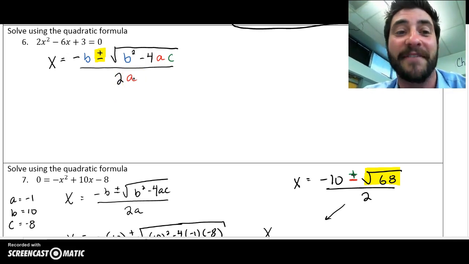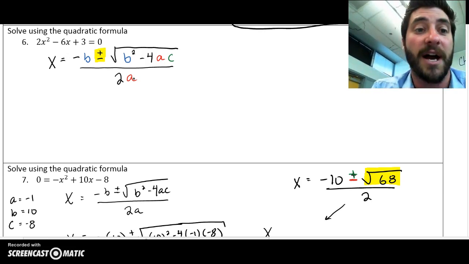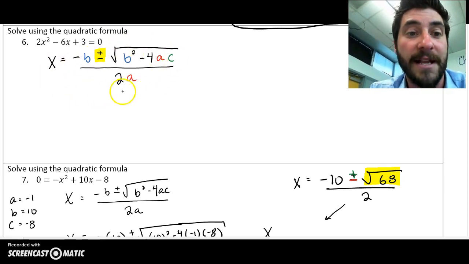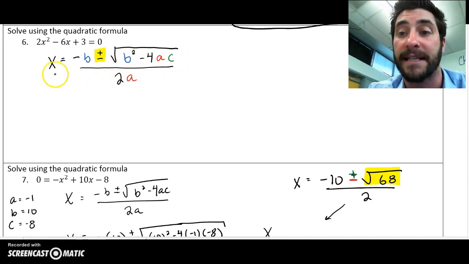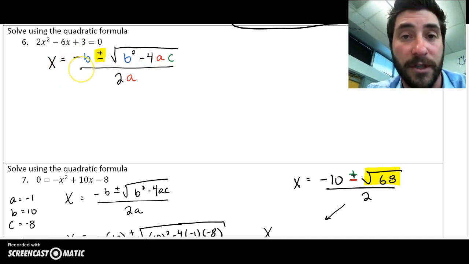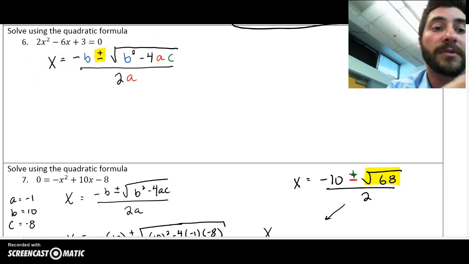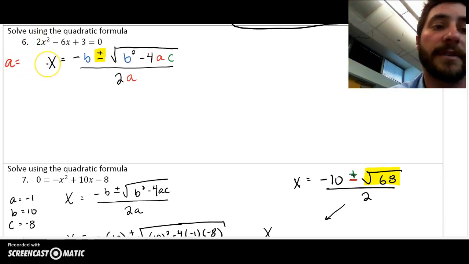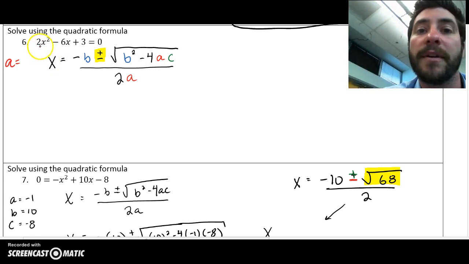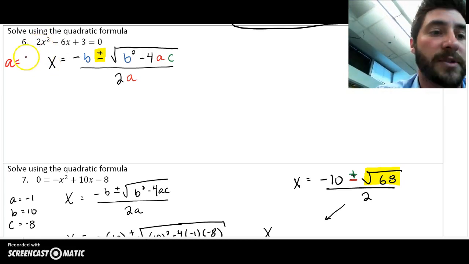So first things first. I'm going to take this quadratic formula and I need to insert a, b, and c into this formula to get what x is. It's another way of solving quadratics. What is our a value? It's the coefficient attached to the quadratic term. So our a is 2.